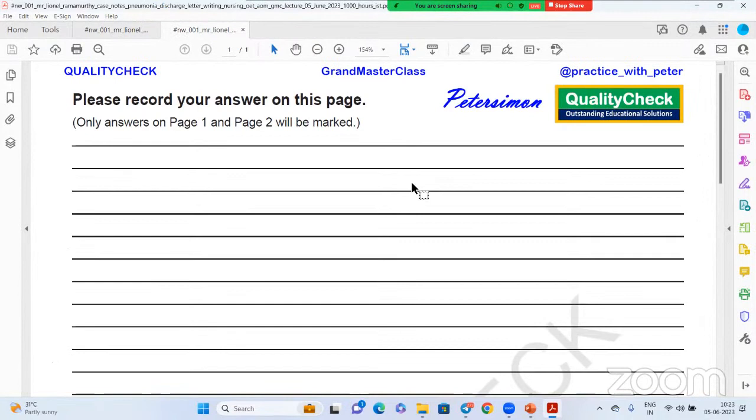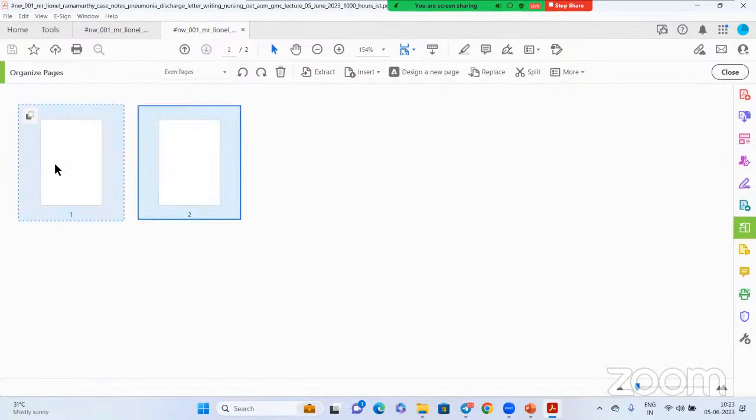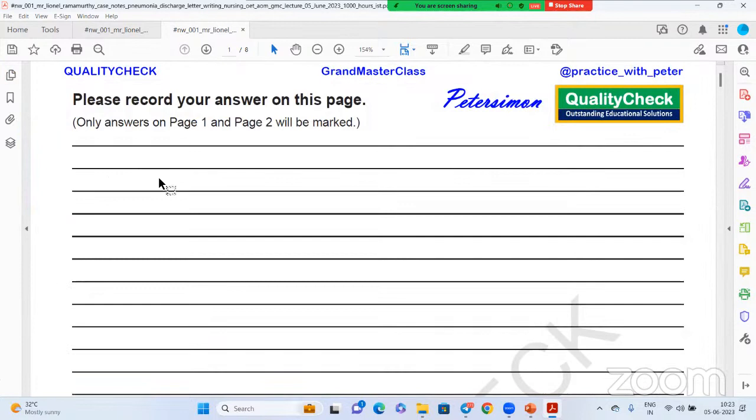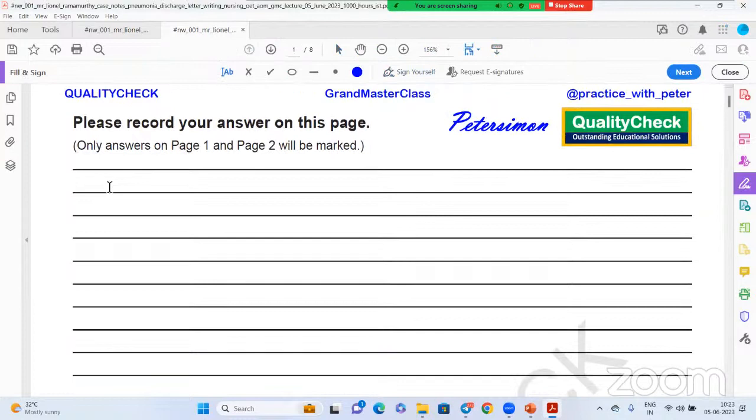Organize pages. Okay, now in the first page we'll write the essentials. So here we'll write, what are we supposed to write? The address. First we have to write the address. What are the seven components you have to write?